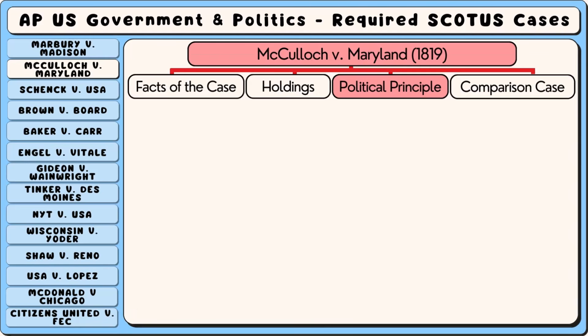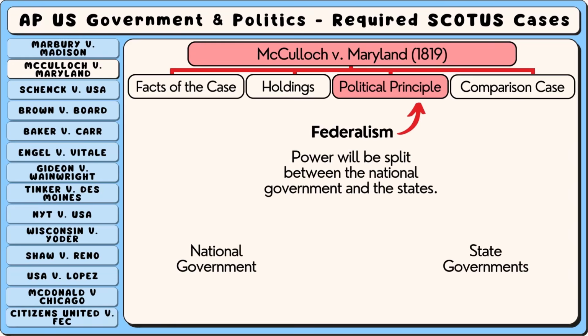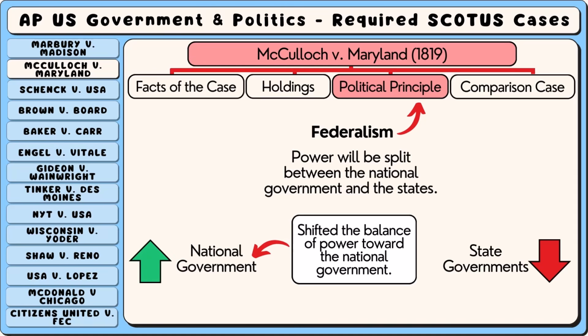Now let's look at the political principle behind this decision. This case is mainly about federalism, which is the principle that power will be split between the national government and the states. McCulloch versus Maryland expanded the power of the national government over state governments.